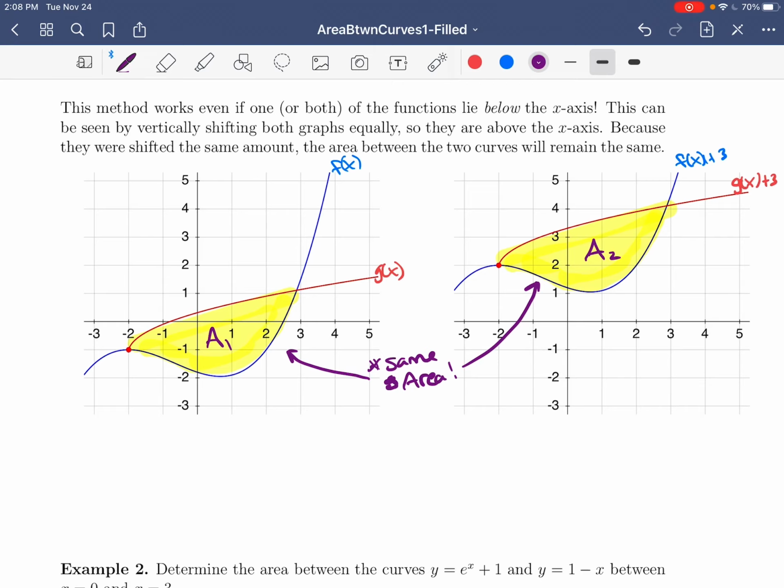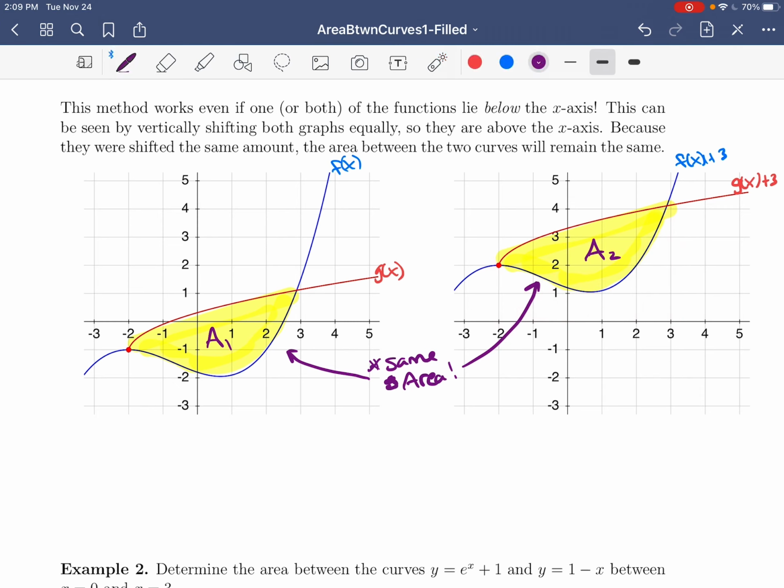Because all you've done is taken this exact thing and moved it up. So you haven't stretched it or compressed it in any way. So the area in between them should be the same. It might be easier to see in this picture that if I go under G, I'm going to get all of this area. And then if I subtract the bit that's under F, I'm going to get rid of all the stuff I don't want.